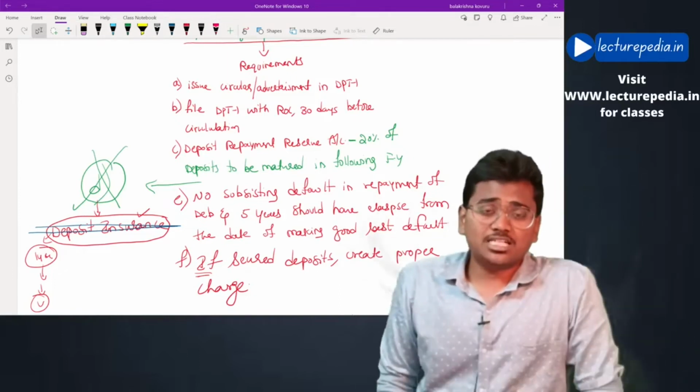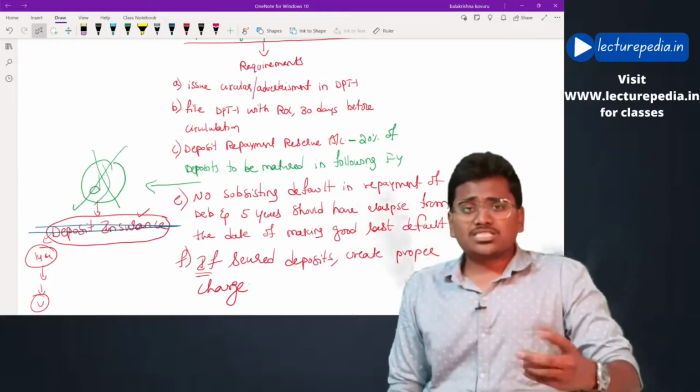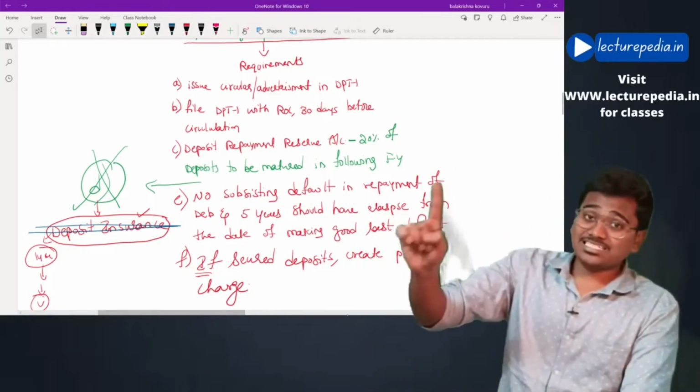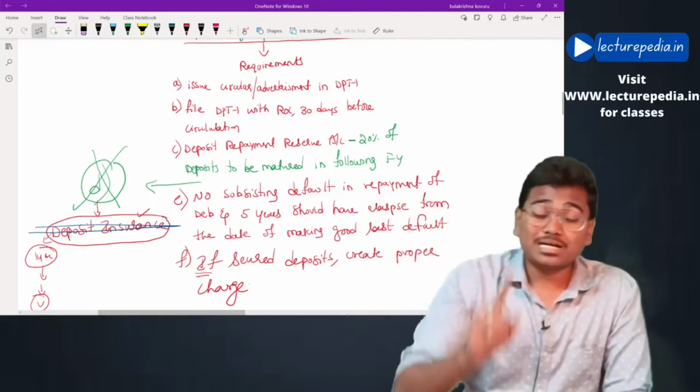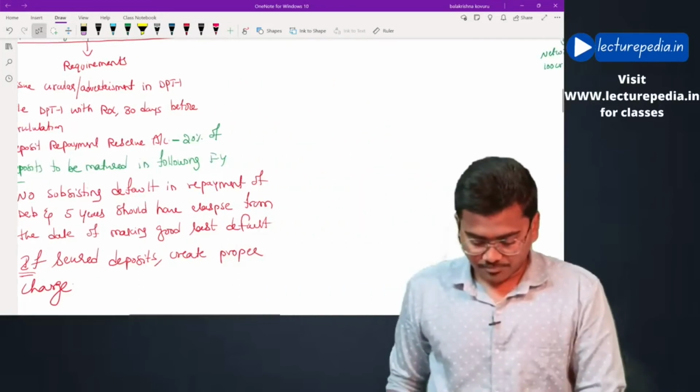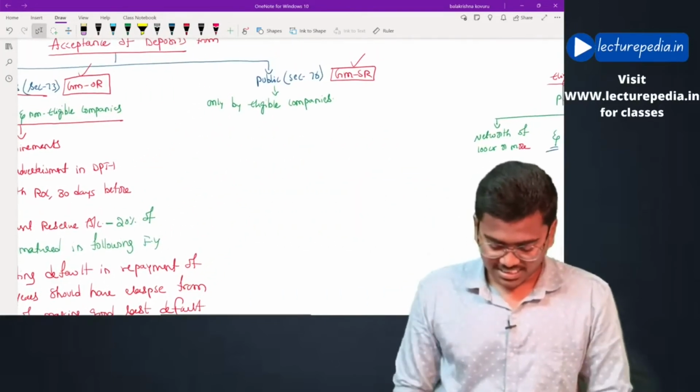In case of raising deposits from members, those deposits can be either secured or unsecured, and in case of raising deposits from public, those must be secured. Hope this is clear. Now we'll see conditions for raising deposits from public.